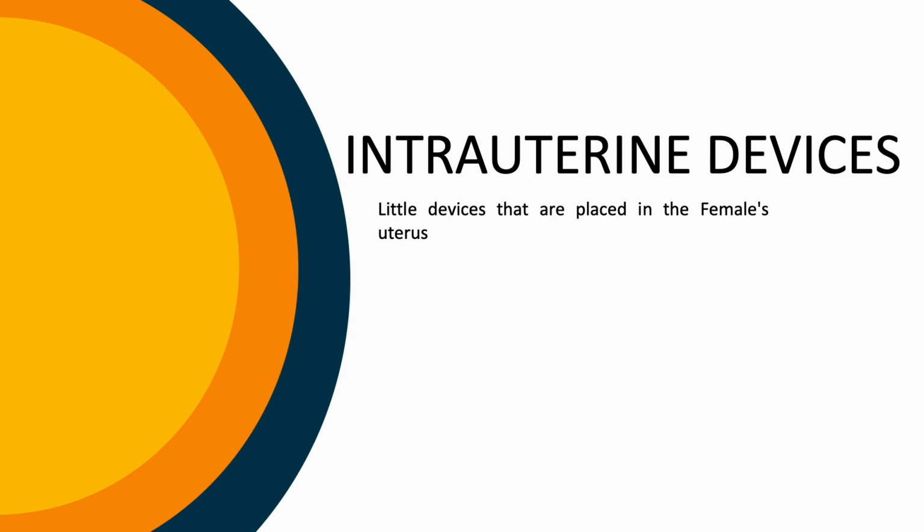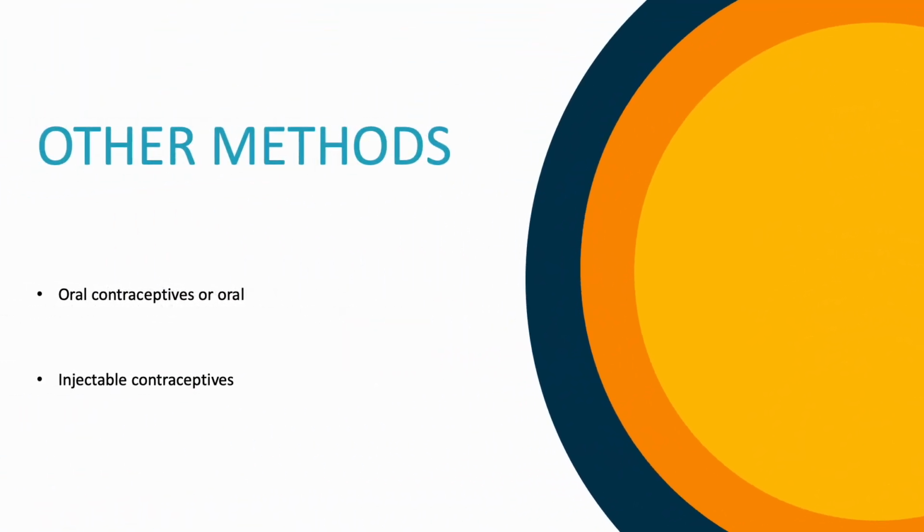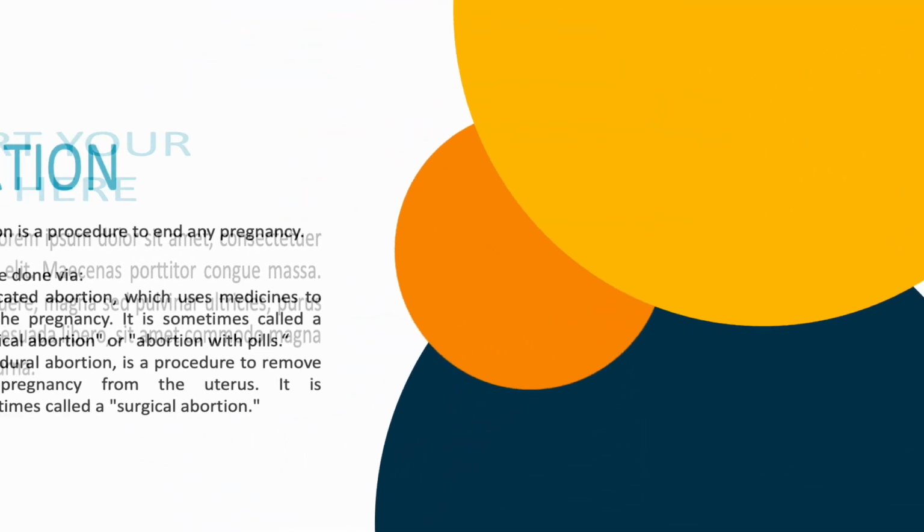Finally, intrauterine devices, also known as IUDs. These are little devices that are placed in a female's uterus by a healthcare provider. Other methods of contraception include 1. Oral contraceptives, or the oral pill, which involve the use of medications to prevent pregnancy. 2. Injectable contraceptives, which are injections that contain hormones and are administered periodically to women.